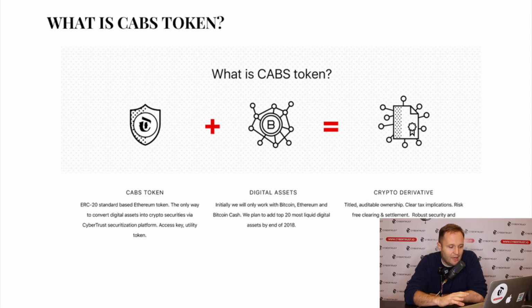So CABS token plus digital asset equates to crypto securities or crypto derivatives, if you want a formal definition. And this is an instrument which really doesn't exist yet, but needs to be, because there's really a need for that. It's a crypto security, which is really a form of a derivative, but in essence, it really provides a lot of utility, which is titled auditable ownership, clear tax implication, risk-free clearing and settlement, robust security and storage.